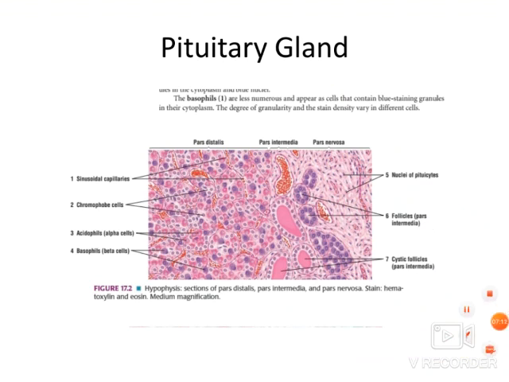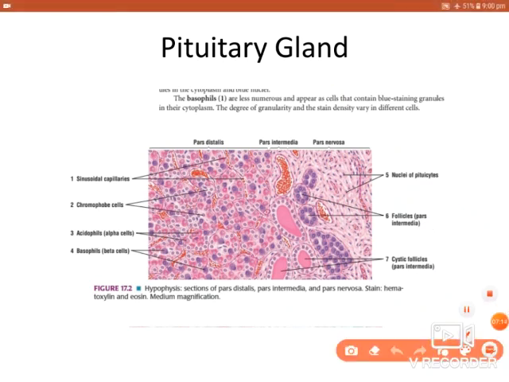Here is the structure of the anterior pituitary. In the anterior part, the cells are arranged in the form of cords or clumps. You can see mainly two types of cells: chromophiles and chromophobes. The chromophobes have less affinity to dyes, so the cytoplasm is lightly stained, with prominent nuclei. These cells are the chromophobe cells.